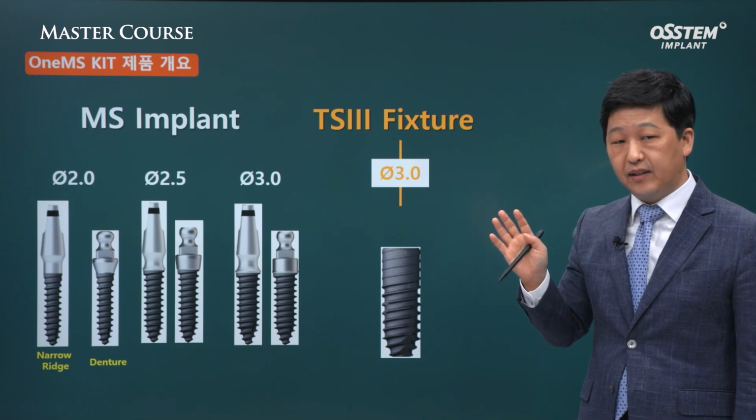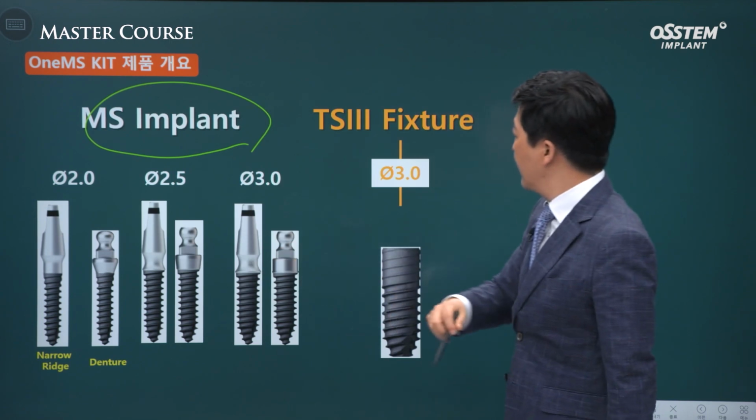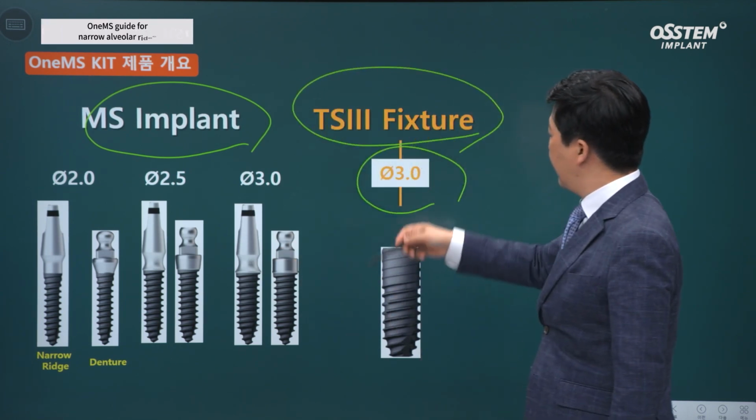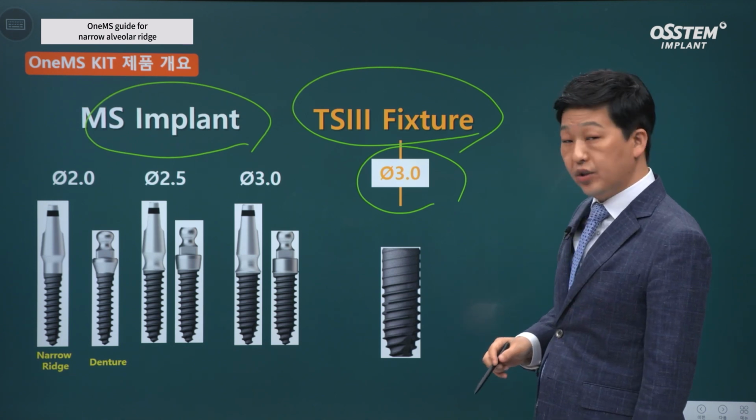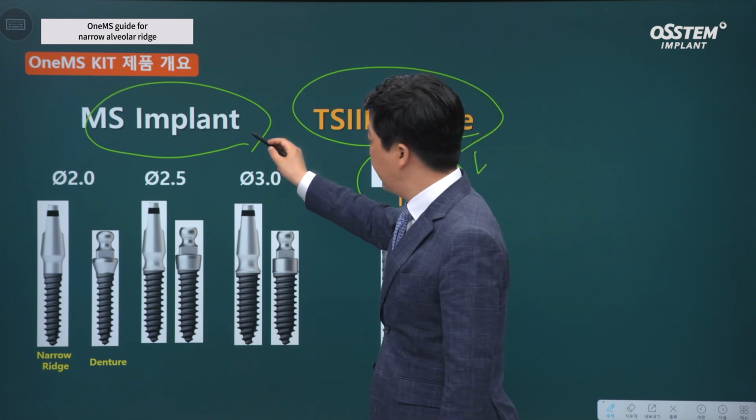OneMS guide can be used for MS implant and TS3 3.0 diameter implant. Today we're going to focus on MS implant. We're going to skip TS implant and focus just on MS implant.